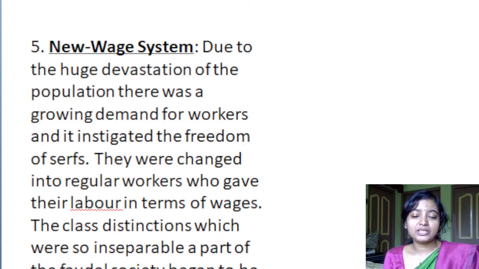Due to the huge devastation of the population, there was a growing demand for workers, and it instigated the freedom of serfs. They were changed into regular workers who gave their labor in exchange for wages. The class distinctions, which were so inseparable in the feudal framework, now got loosened. A part of the feudal society began to change.